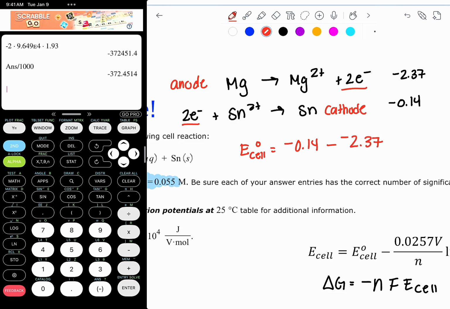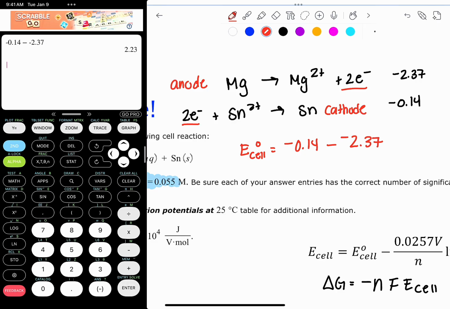Remember, even though the oxidation is technically the reverse of the reaction we see in our standard reduction potentials, we ignore that change in sign. We ignore the fact that it's going backwards. It's not like delta H or anything like that like we've learned previously. We're accounting for the change in sign with our subtraction, so we keep those signs as is. I like to keep it as a minus a negative just to remind myself that I do that. So let's see, negative 0.14 minus negative 2.37.